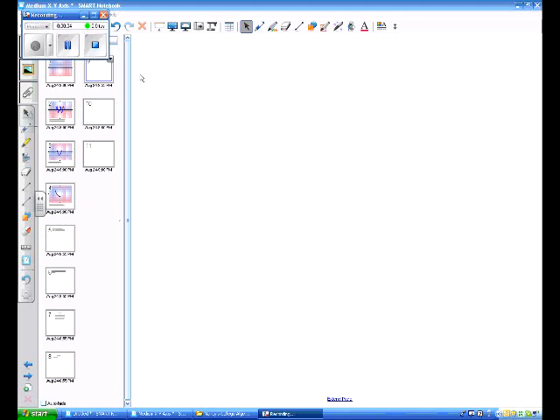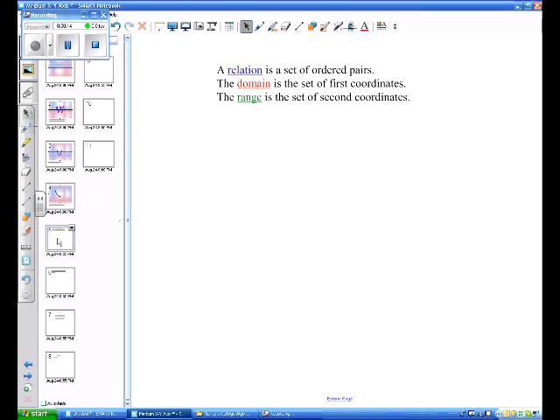In this lesson, we're going to look at some ideas of what we call relations and functions and how they relate. So we first of all need to look at some definitions. The definition of a relation is a set of ordered pairs. We can look at relations in several different ways.